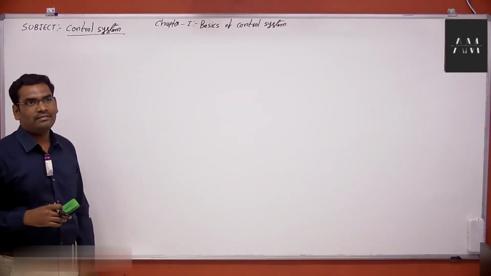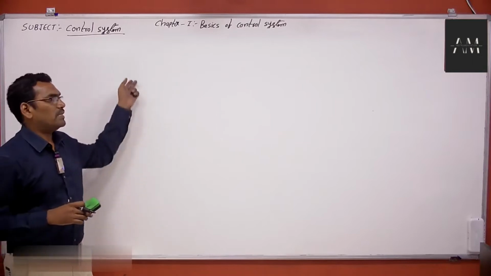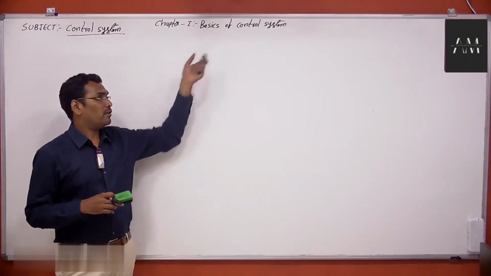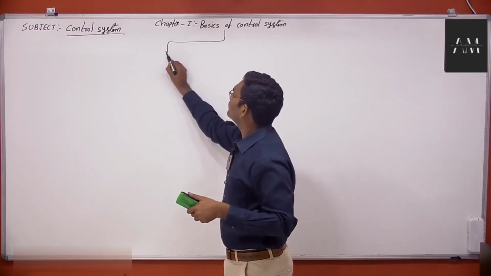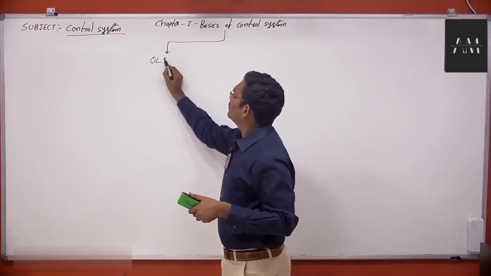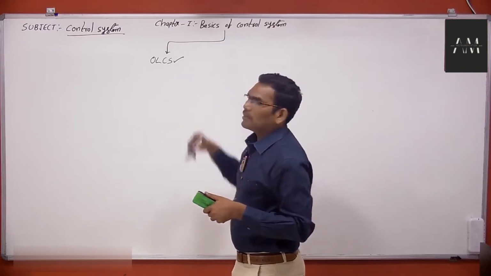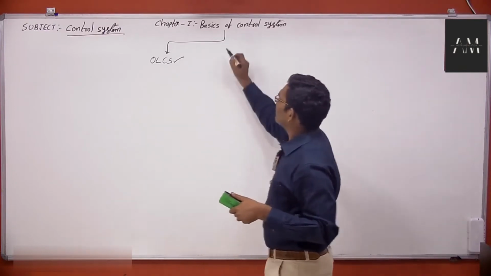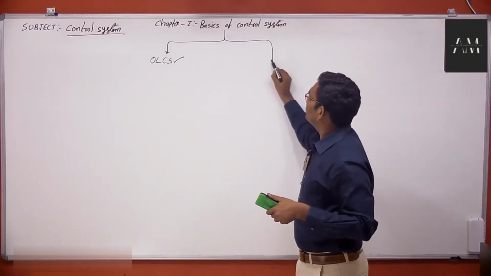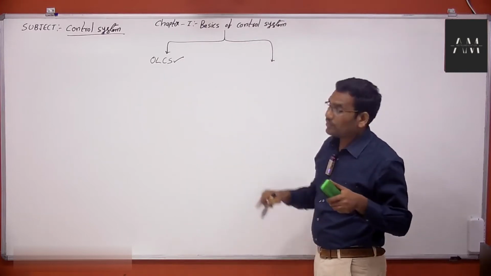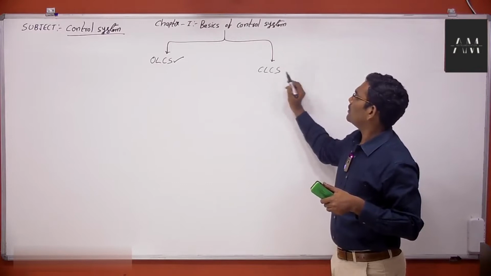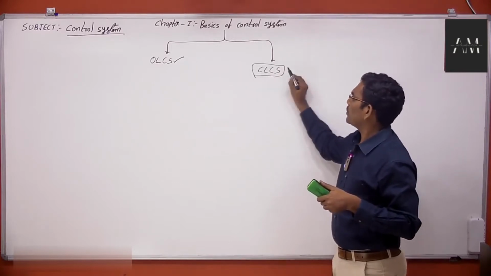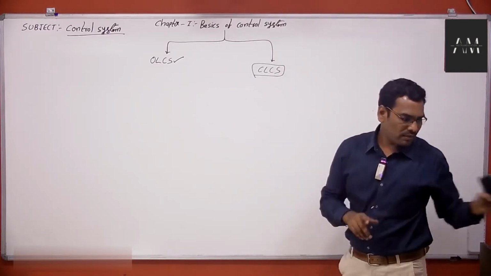In the previous session, we just saw the basics of the open loop control system, and we finished the open loop control system. Now we will see, under the category of basics of control system, the closed loop control system. We will see this portion now, which is very simple.